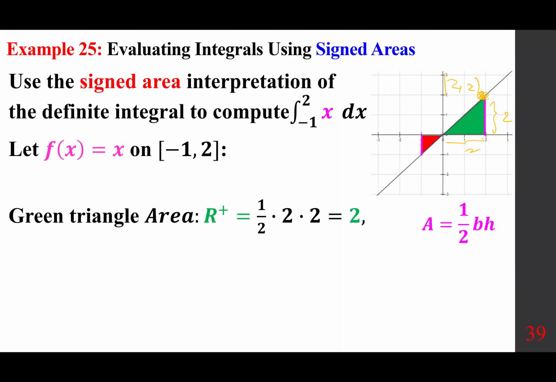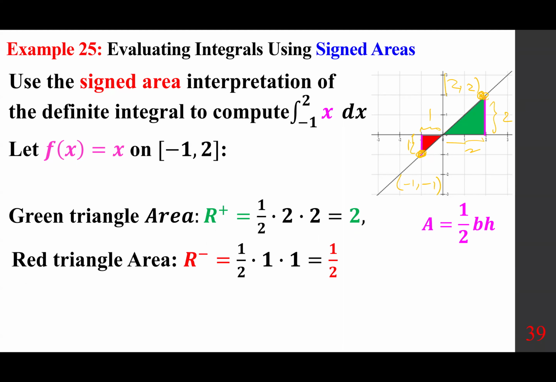And for the red one, this point has coordinates -1, -1, which makes this distance 1, this distance 1. And so 1/2 of 1 times 1 is 1/2. And therefore, the area would be 2 minus 1/2, which is 3/2. The integral from -1 to 2 of x dx. And that's fine.